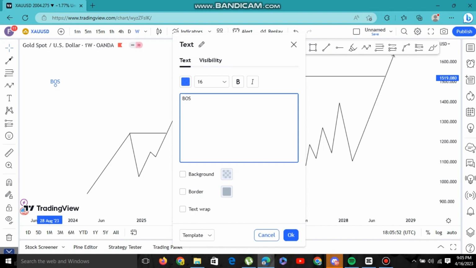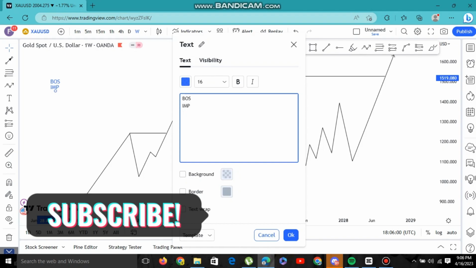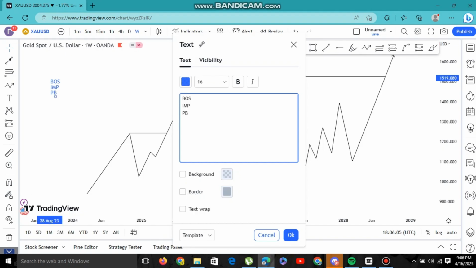Then the other thing is you need to know the impulsive move, and then you need to know the pullback, and then you need to know your structure points. In this case, a high and then the low. And then one more thing we are going to add in the advanced market structure is the CHoCH.